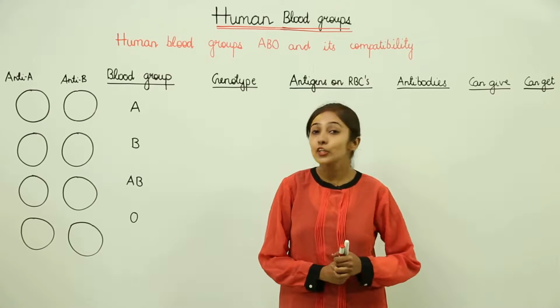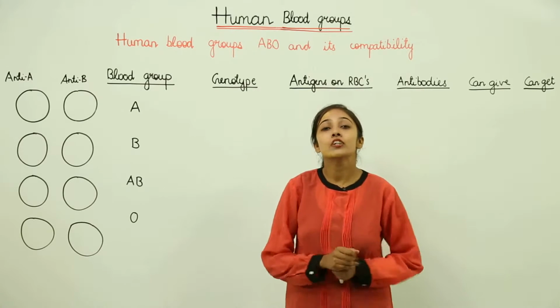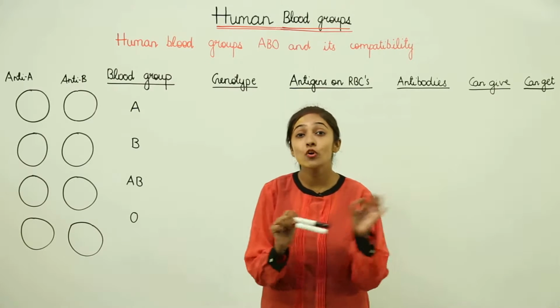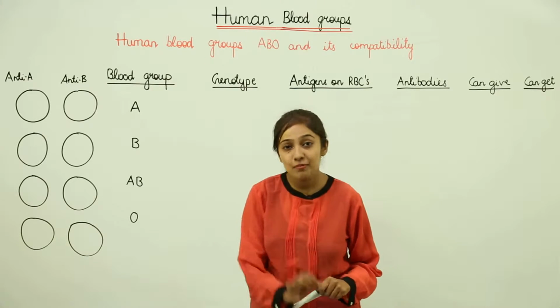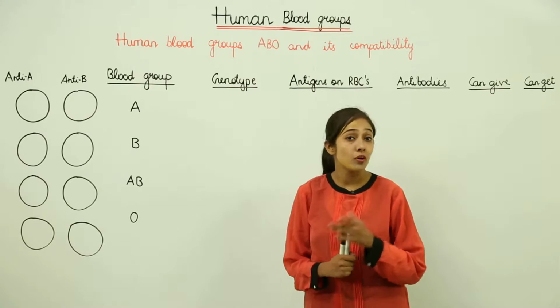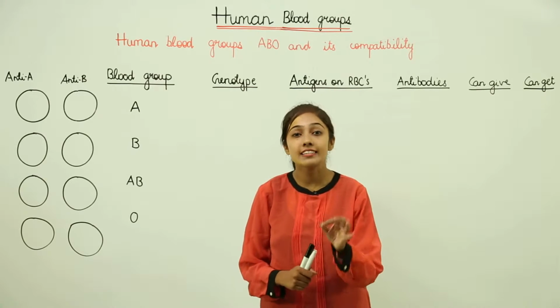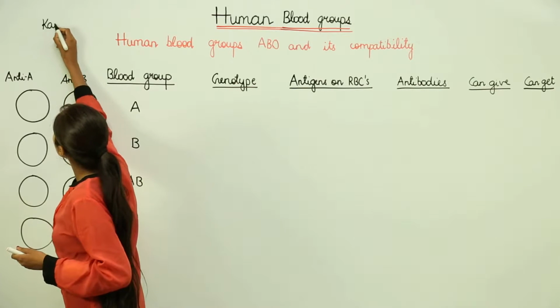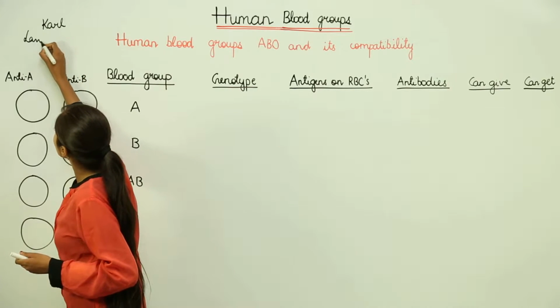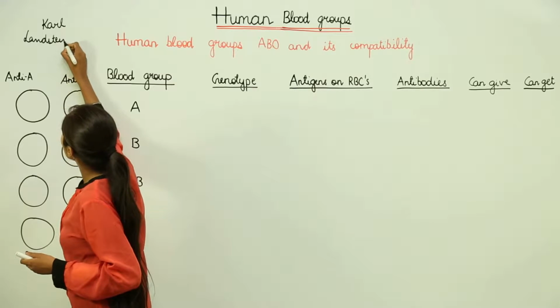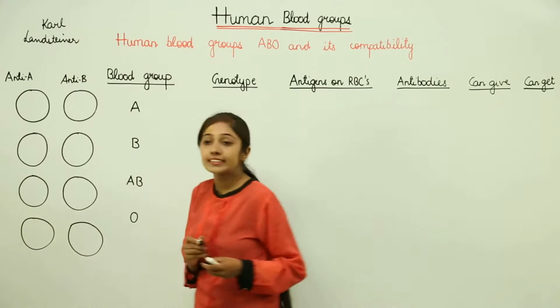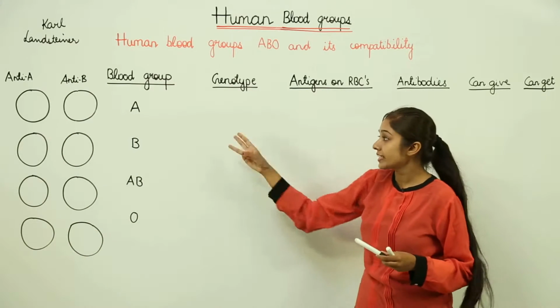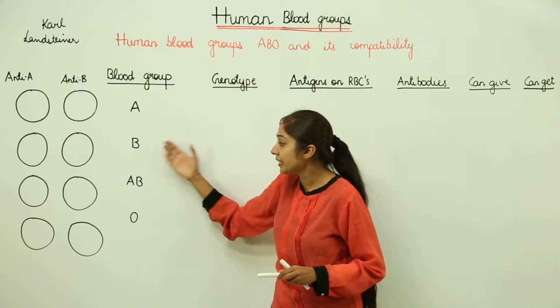Let us discuss the human blood groups. The human blood grouping system is known as the ABO blood grouping system, and it was given by a prominent scientist, Karl Landsteiner. So Karl Landsteiner gave 3 types of blood groups, that is A, B and O.